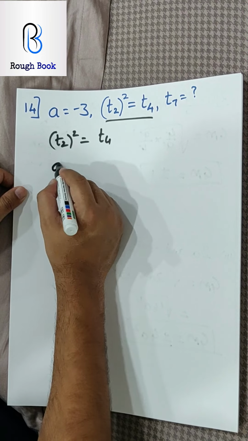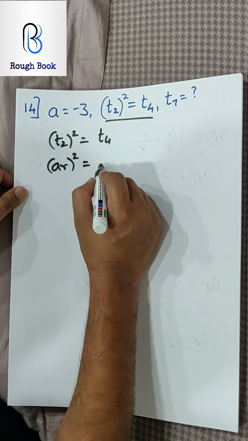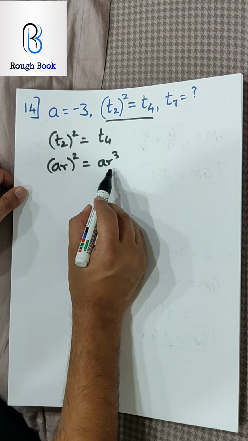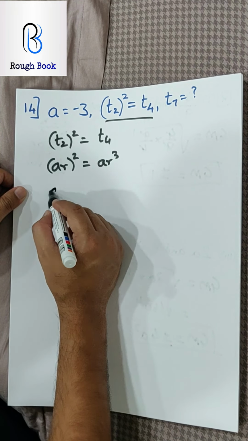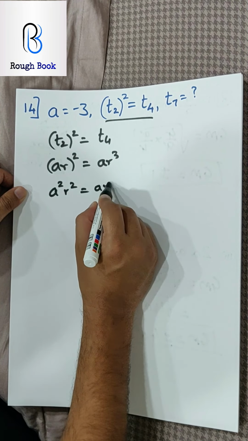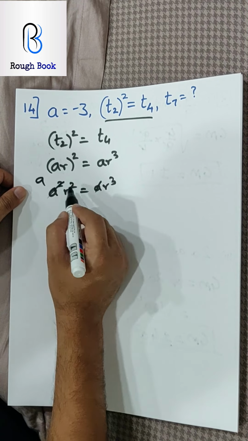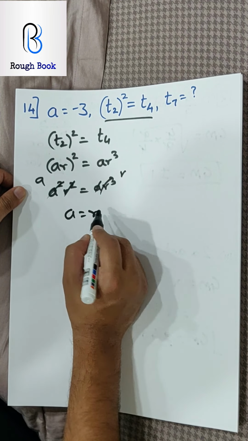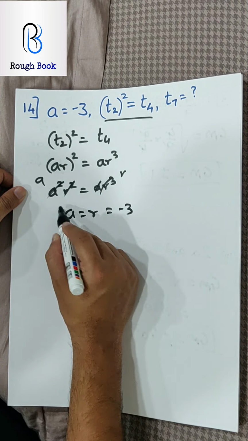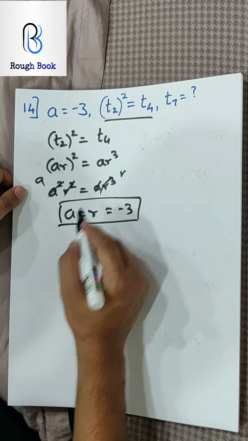So I will pick up from here. T4. We know AR square and AR cube. We know this, right? Fourth term becomes AR cube. So I get A square R square equals AR cube. 1A gets cancelled and 2R gets cancelled. So I get A is equal to R. And how much is A? -3.